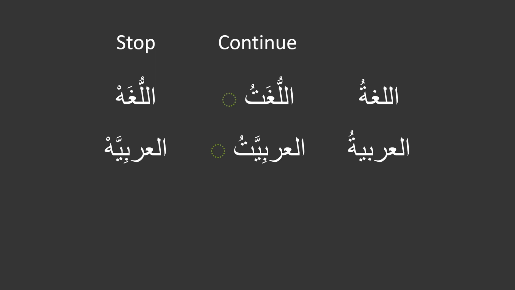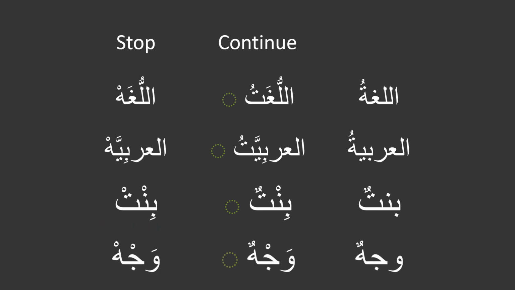Alright, so let's have a comparison between Taa Marbuta, ha, and ta. This is ta. If we continue speech, we say bintun. If we stop, we say bint. If we continue on speech, we will say wajhun. If we stopped, we will say wajh. Wajhun, which means a face. If I continued in speech here, I will say al-arabiyyatu. If I stop, I will say al-arabiyyah.